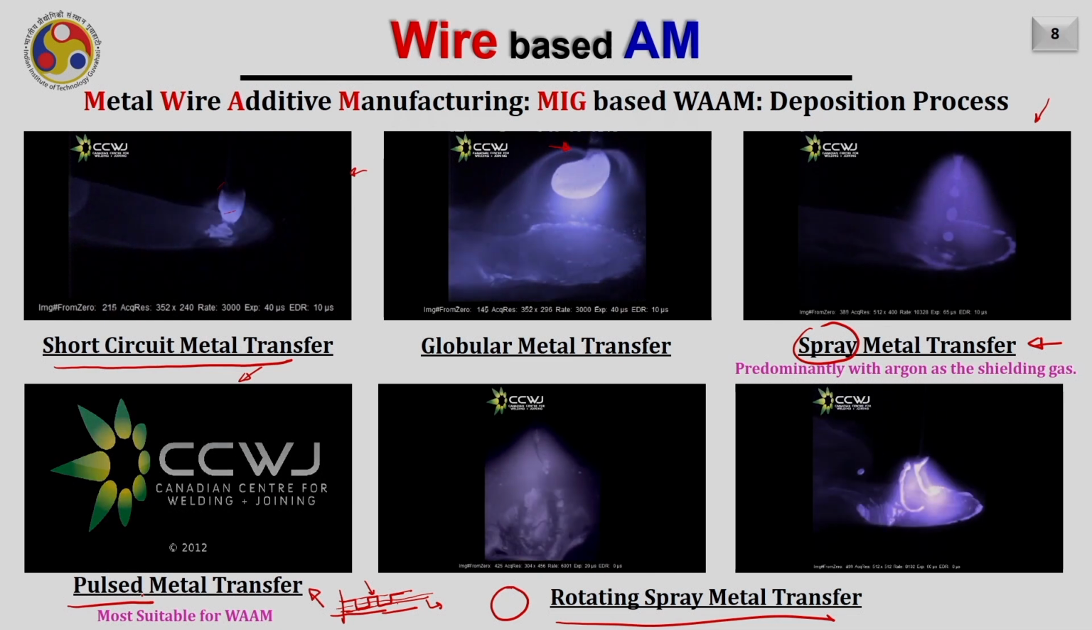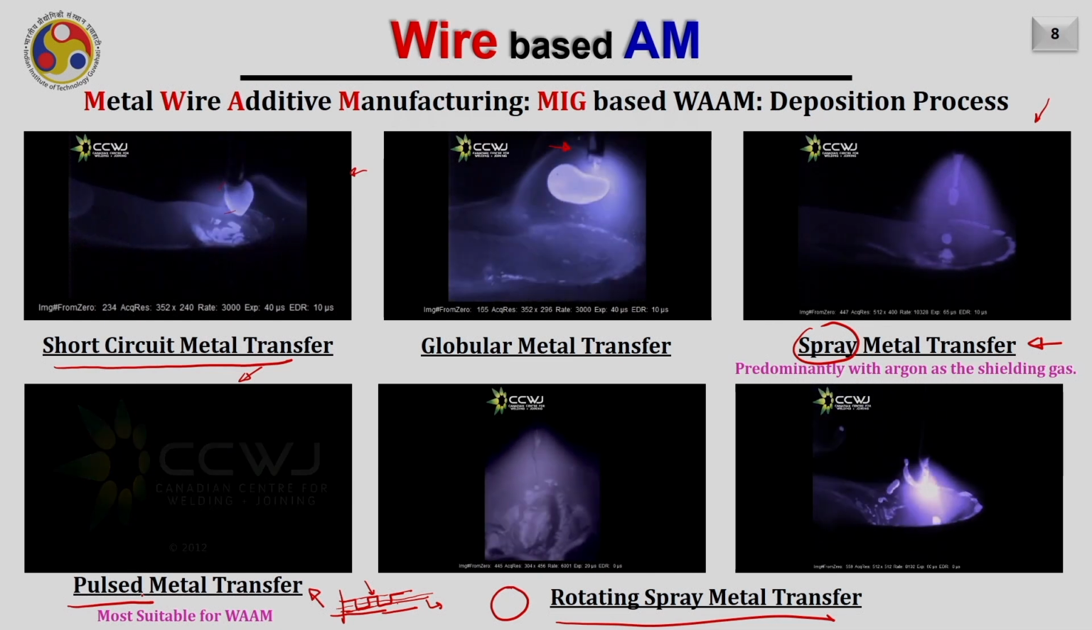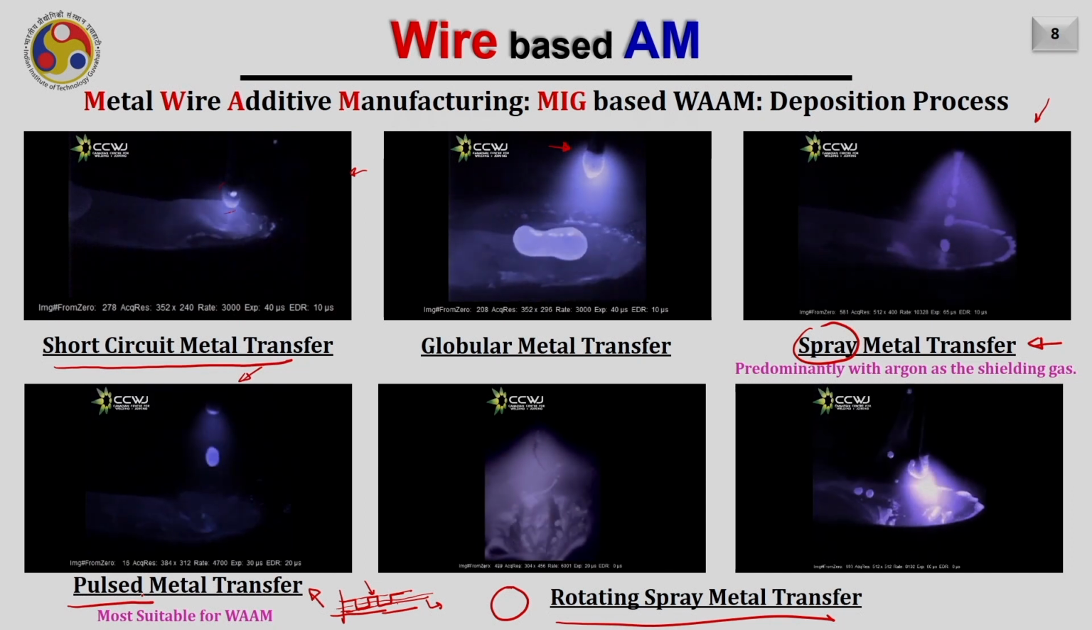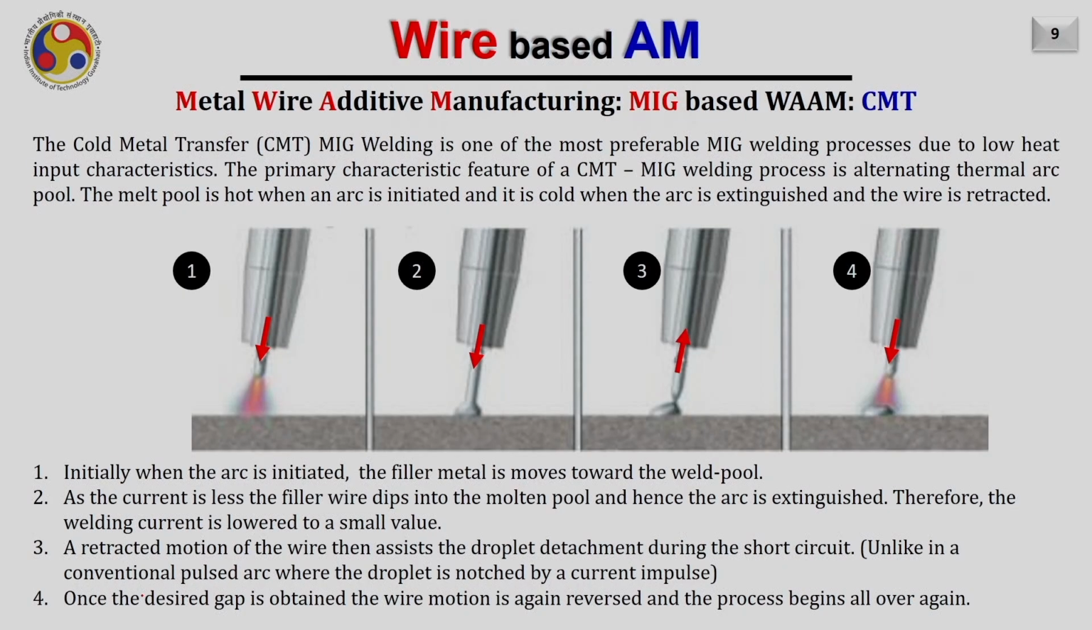So in the case of wire arc additive manufacturing, the pulse mode of metal transfer is the most popular one due to the advantages associated with it, such as the average power in this case is the lowest compared to the other modes of metal transfer, and as a result you deposit the bead at a very low temperature. However, a further process that came into the picture is called CMT, and it became more popular in the case of wire arc additive manufacturing.